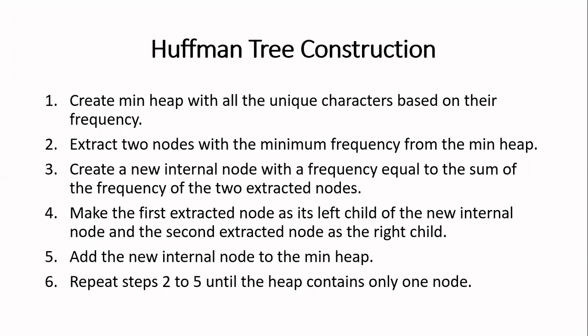So how am I going to attach the child nodes? For that, there is a rule. Whichever is the first extracted node should be the left child of the new internal node, and the second extracted node should be connected as the right child. What this means is, out of the two values, whichever has the minimum value should be the left child, and whichever has the maximum value should be the right child. Now you have connected children to the newly formed internal node.